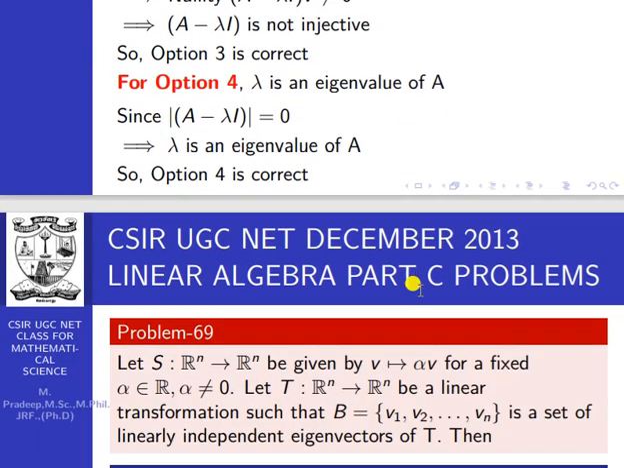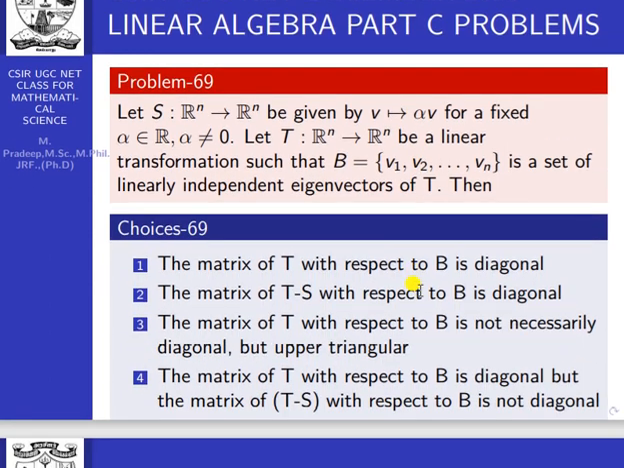The next problem, problem number 69. Let S from R^n to R^n be given by v goes to alpha v, for a fixed alpha belonging to R, alpha not equal to 0.